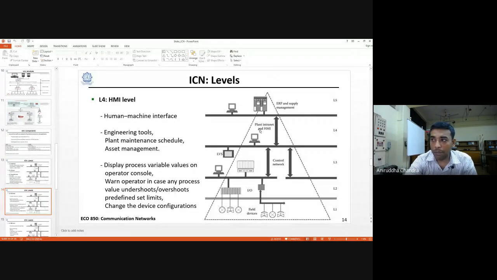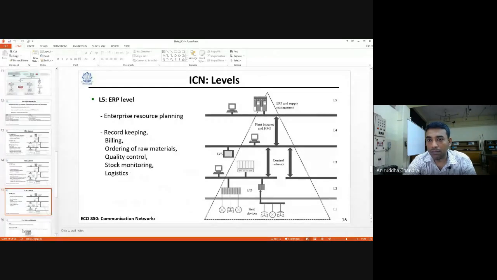Now, actually above L4 level, there is also an L5 level. Now, this L5 level is the ERP level. Now, what is this ERP level? This ERP level is like the overall resource planning. Like suppose you are working in a drug manufacturing unit where you are producing some medicines. So you have a monthly schedule of producing this many tablets and this many syrups. So that you plan beforehand, and you feed the data to the HMI.